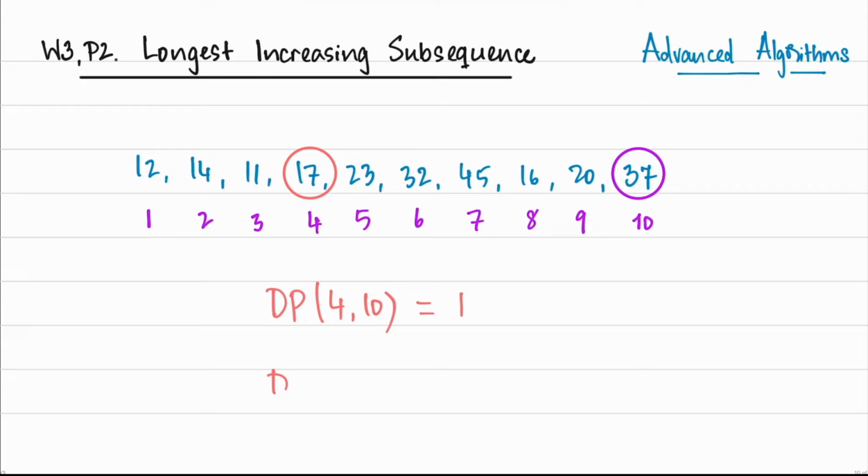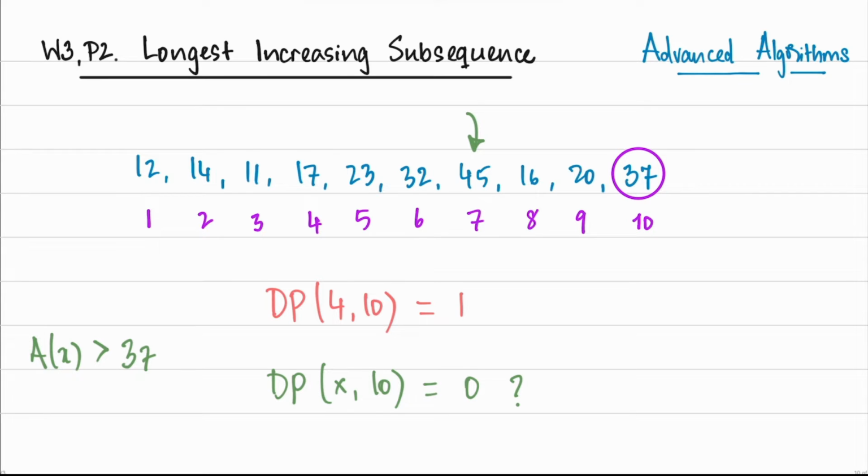Can you give me a DP value which is 0? For what x would this be true? I hope you had a chance to think about that. Well, notice that DP of x comma 10 is 0 only if A of x is bigger than 37. And in this example, we have only one number for which that is true. So the only value of x for which DP of x comma 10 is 0 is going to be 7. So DP of 7 comma 10 will be 0. Everything else is going to be 1.